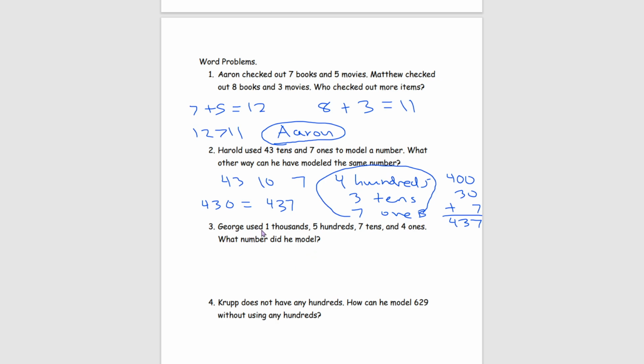Lastly, George used 1 thousand, 5 hundreds, 7 tens, and 4 ones. What number did he model? So, since we know he used 1,000, we're going to put a 1 in the thousand spot. Let me rewrite that right here. And he has 5 hundreds, so we're going to plug in 5 in the hundred spot. 7 tens, meaning we put a 7 in the 10 spot, and 4 ones, meaning we just put in 4 at the very end. So we know that George modeled 1,574.